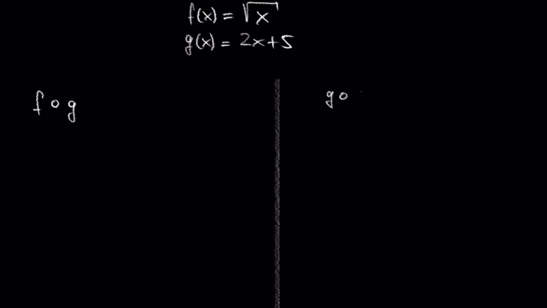In the last video, we learned how to combine functions using addition, subtraction, multiplication, and division. Another way of combining two functions is to form the composition of two functions. Let's say we have the functions f of x equals the square root of x and g of x equals 2x plus 5. Find f composed with g and g composed with f.